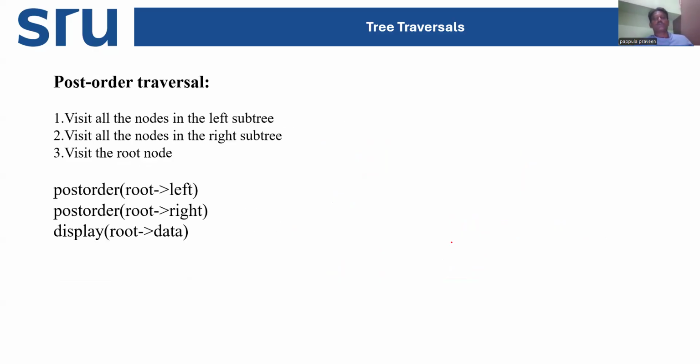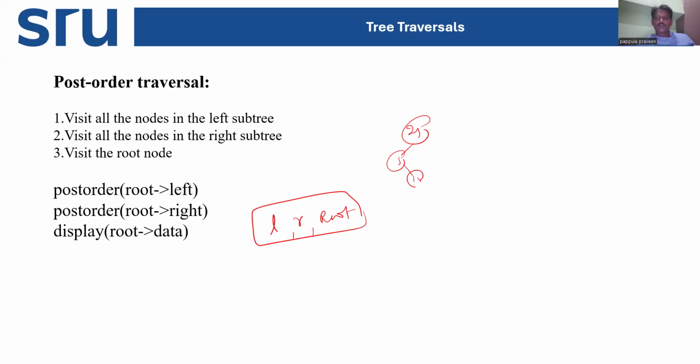And post-order traversal. Post-order means visit all the nodes of the left subtree: simple, left, right, root. This is the structure: 25, 5, 10, 13, 30, 74, 90. Now we want to print the post order.